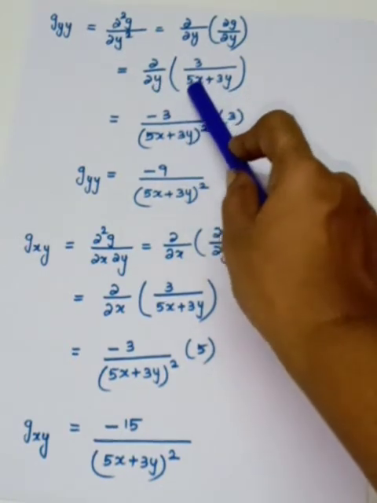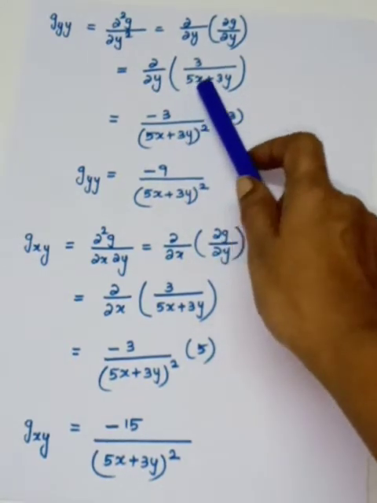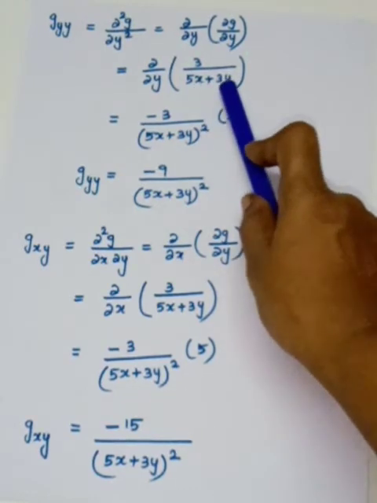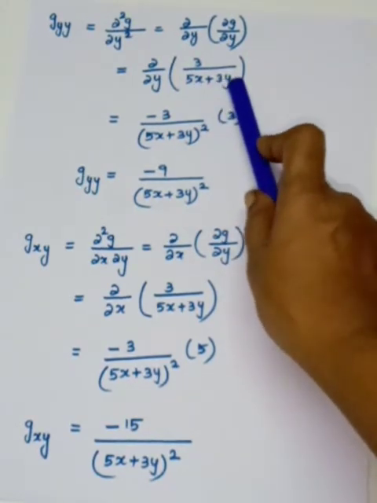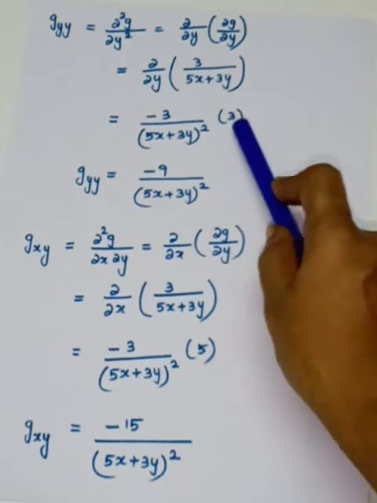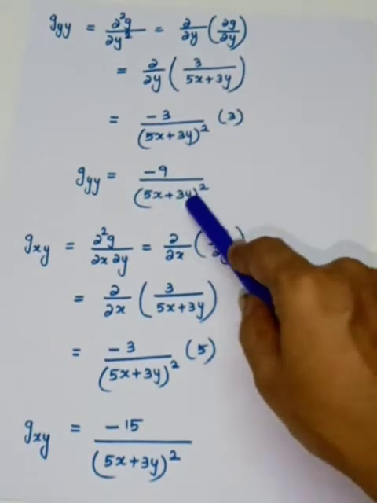So look at the first term. It involves x only, so whose differentiation is 0. Come to the second term. 3 is a constant. What is remaining? y. The differentiation of y with respect to y is 1. So here you are getting this.